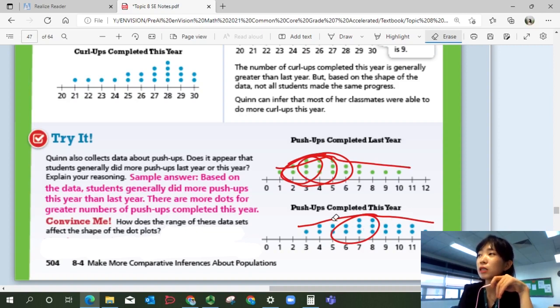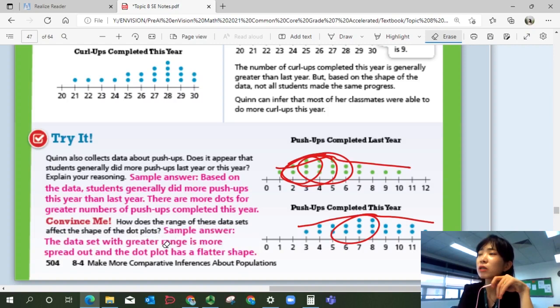So how does the range of these data sets affect the shape of the dot plots? Range is the difference between your maximum and the minimum. And so the sample answer would be the data set with greater range is more spread out, right? And the dot plot has a flatter shape, and it has more variability. So it's going to be spread out more.